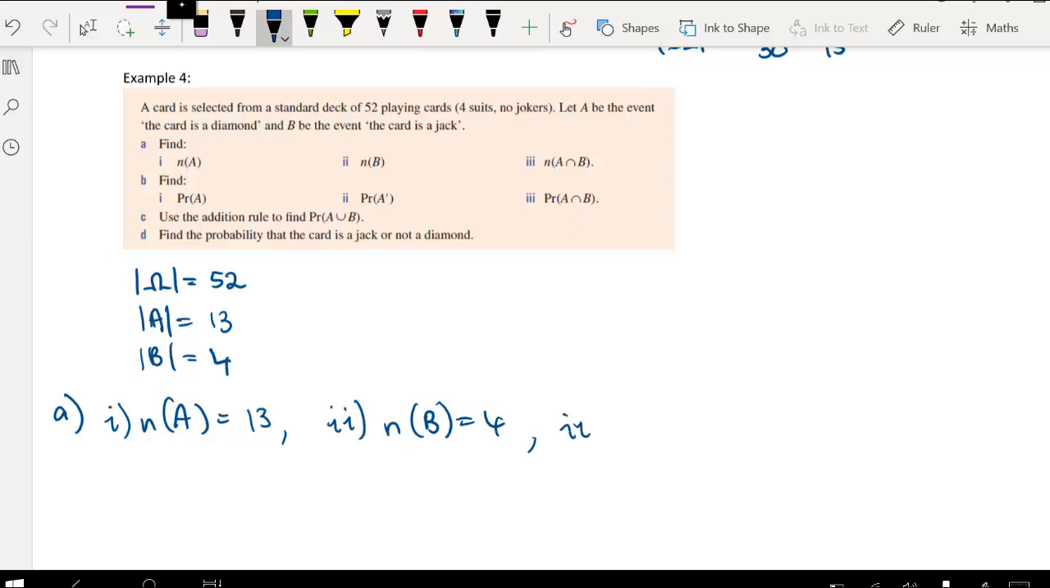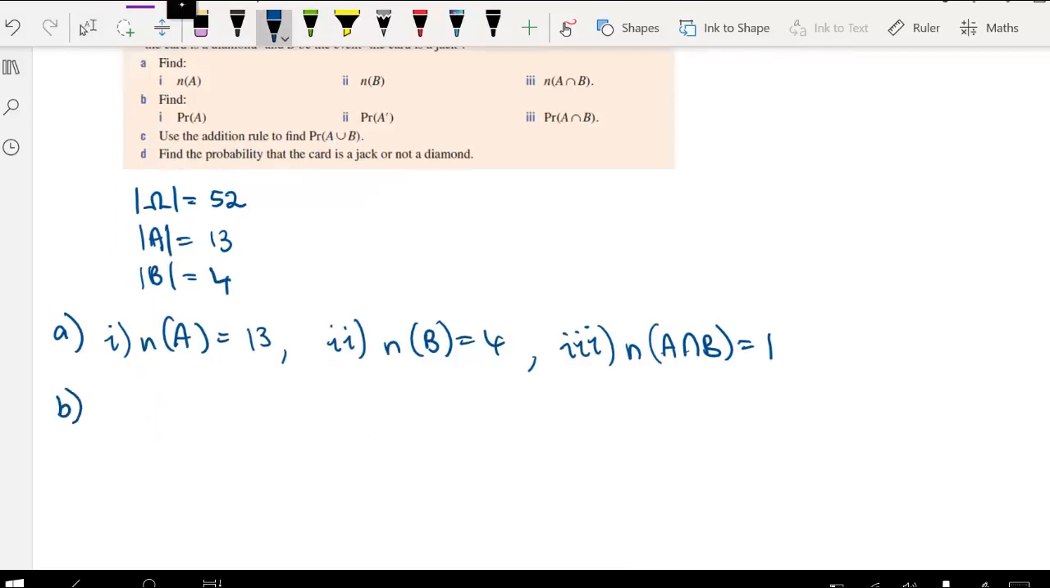And then we're looking at the number of A and B. This is the cardinality of A and B. And so we're looking for all the possibilities where that jack is a diamond. Now, as there's only one of each card in each suit, the number of A and B is only 1.